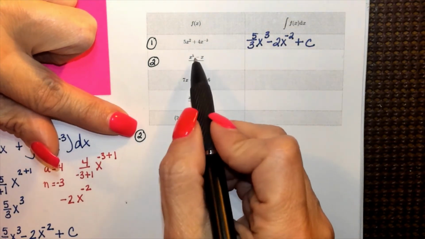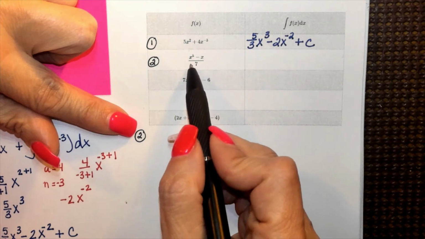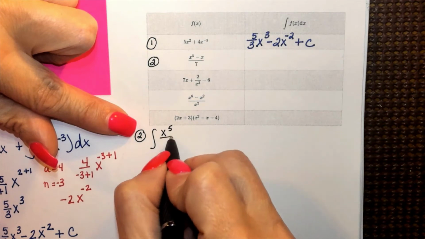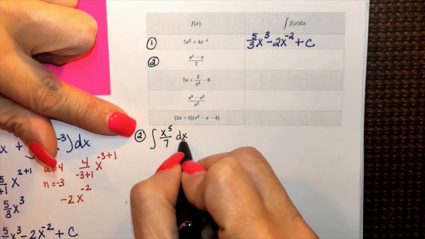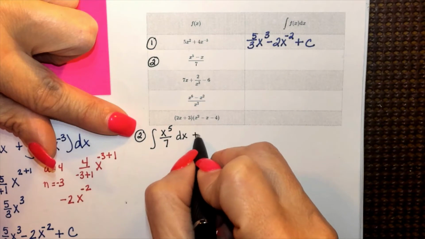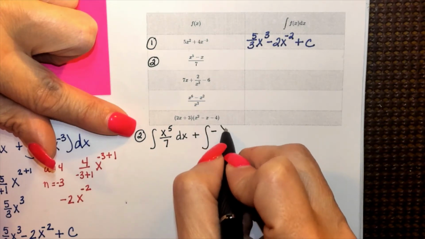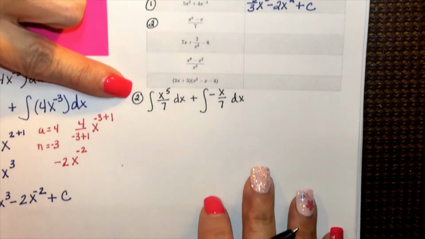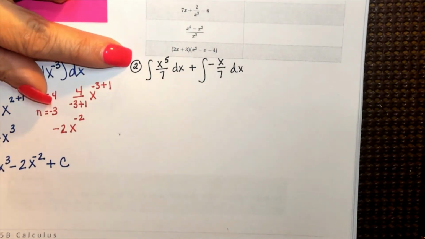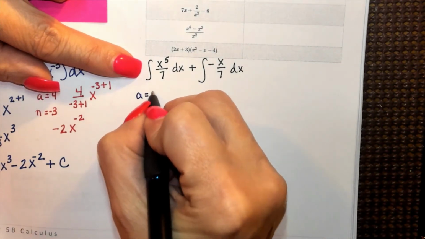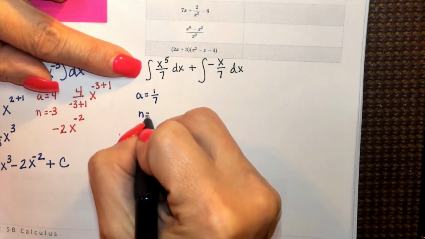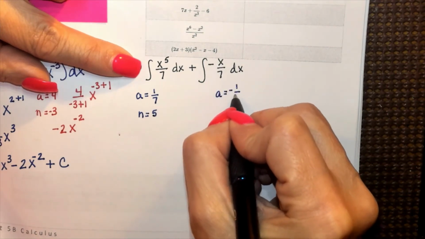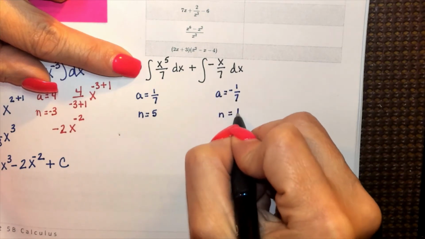So when I integrate this one, I'm going to actually take that 7 and put it under each one. So I need to find the integral of x to the 5th over 7 dx, plus the integral of negative x over 7 dx. All right, so as we work this one, I'm going to do the first one. I'm going to say that my a is 1 over 7 and my n on this one is 5. On this one, my a is negative 1 over 7 and my n is 1.